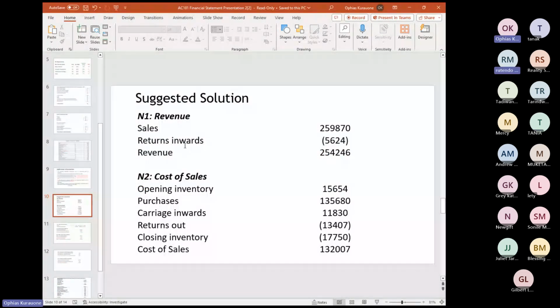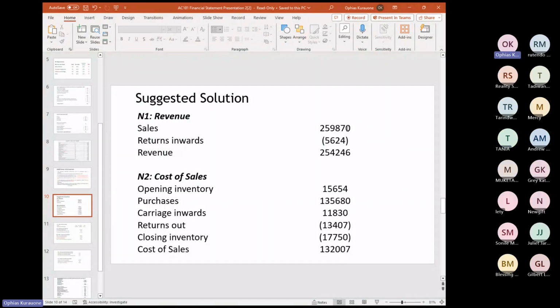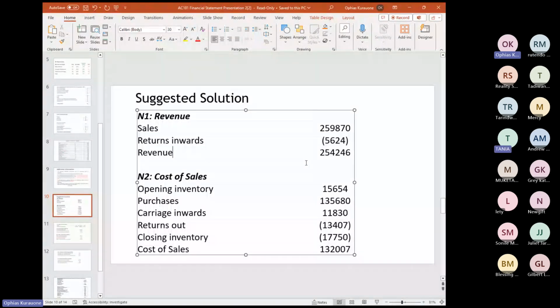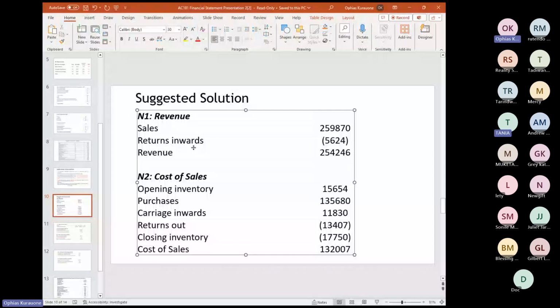We go here. We have got sales here. We pick sales, that's 259,80. Less return inwards 5,624. Then you've got revenues 254,246. All of these are the net revenues which we are supposed to recognize, to record in our books of accounts. So you find out that here, because we have got return inwards, like what I said, they reduce what? The sales.